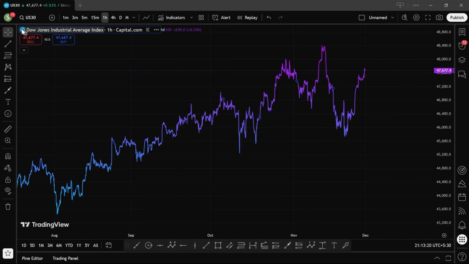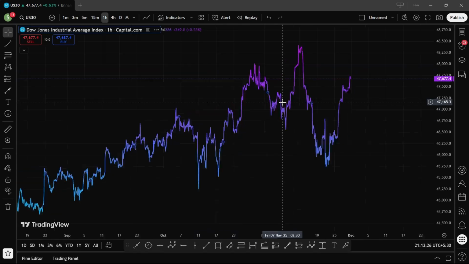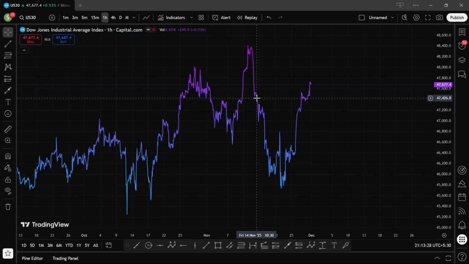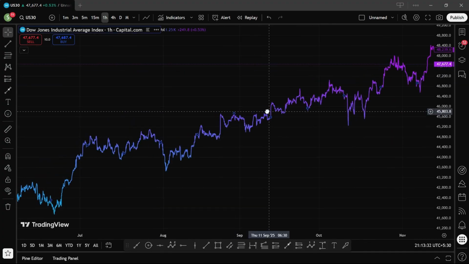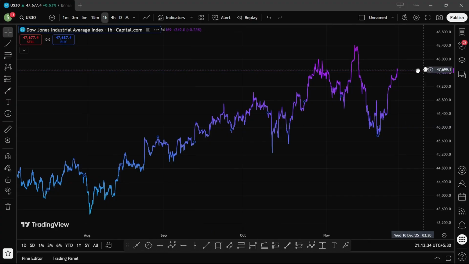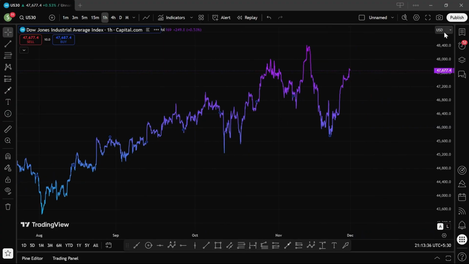So, this is what the line chart looks like. This chart here denotes the price of the Dow Jones Industrial Average Index over a period of some hours because we are on the hourly chart. This is a line chart which is very simple to read, quite simple compared to what we are going to learn.